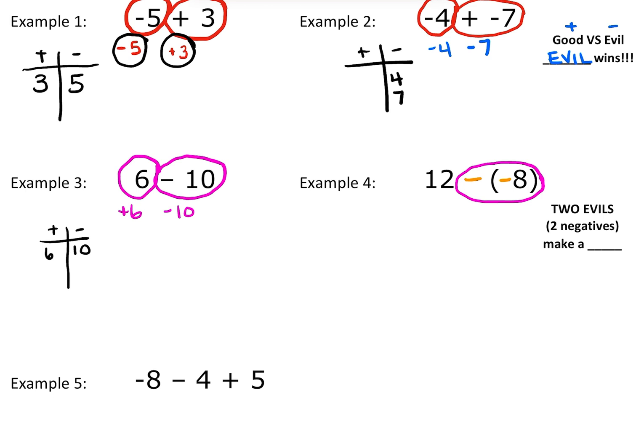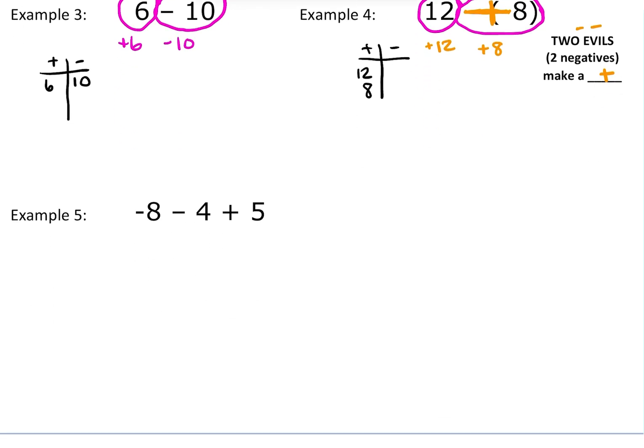Now this time I have two symbols. I have a minus and a negative. So now we're going to think of two evils. If I have two evils or two negatives right next to each other, they are going to merge and make a big old positive sign. So two evils make a positive. So this is a +8, okay? And this 12, again, since it doesn't have a symbol, it is a +12. So when we make our table, I have a +12 and a +8.